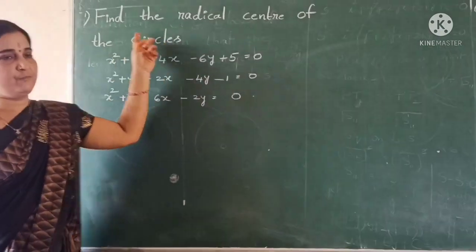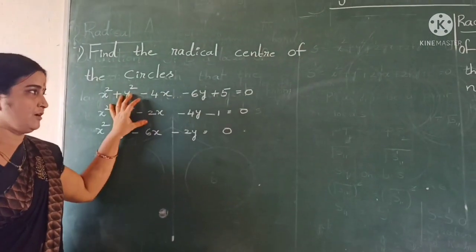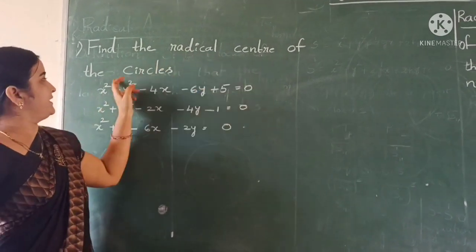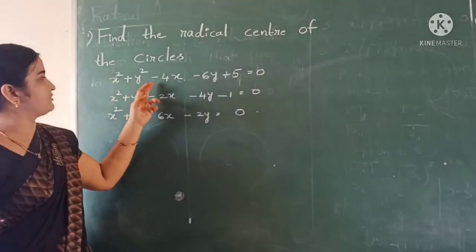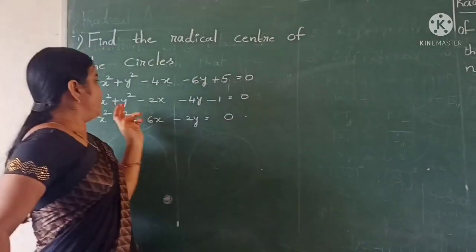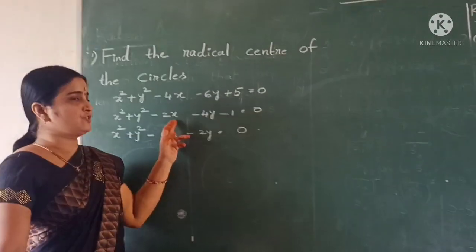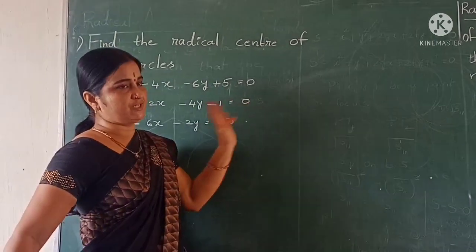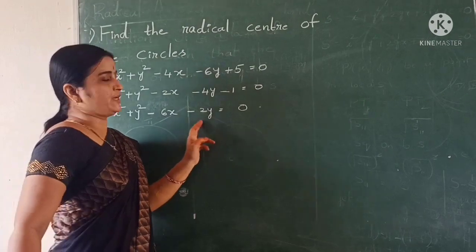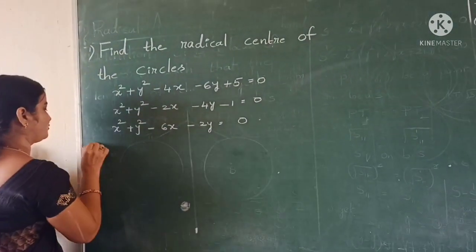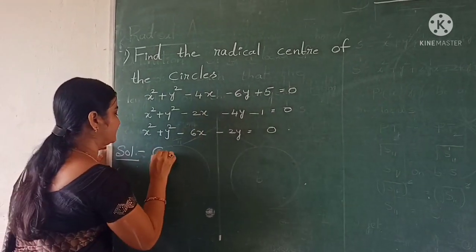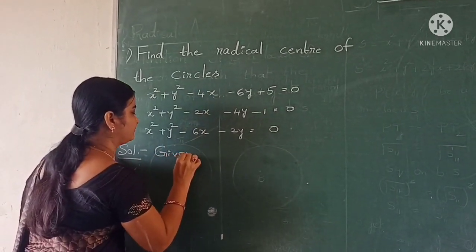So what is given? Children, before doing the sum, we have to read the question one or two times. Find the radical center of the circles x square plus y square minus 4x minus 6y plus 5 is equal to 0. x square plus y square minus 2x minus 4y minus 1 is equal to 0. x square plus y square minus 6x minus 2y is equal to 0. Solve. So what is given? Three circles.